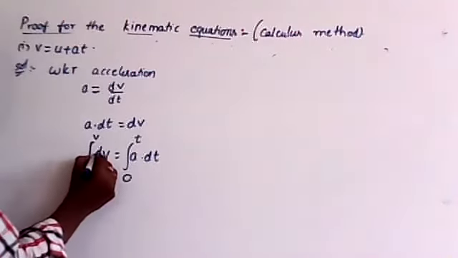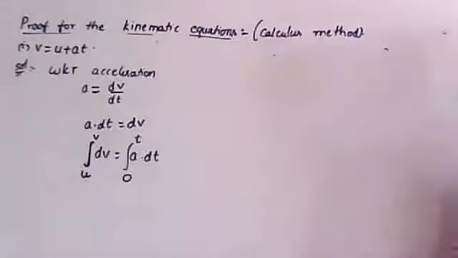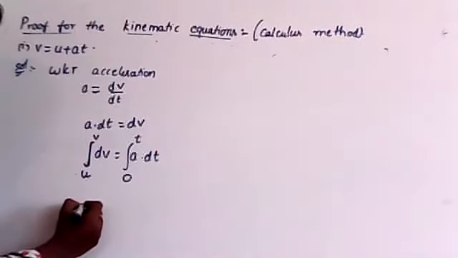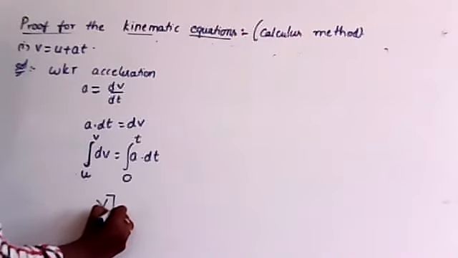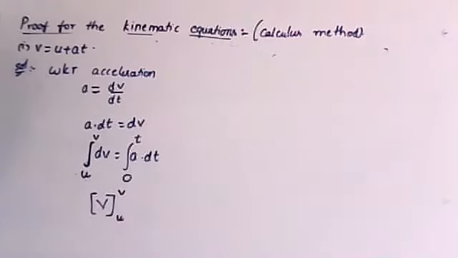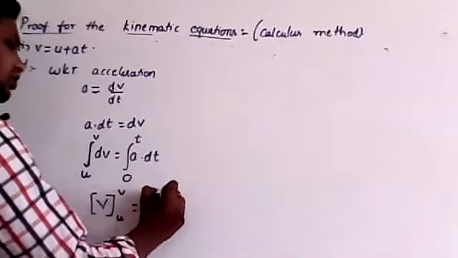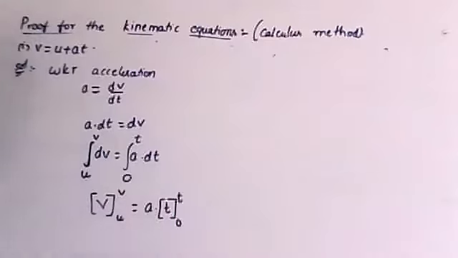Now if you integrate this one, integration of dv gives what? Very good. Integration of dv is v, between the limits, upper limit is v, lower limit is u. That is equal to a into integration of dt, which is t, between the limits t to 0. Clear?